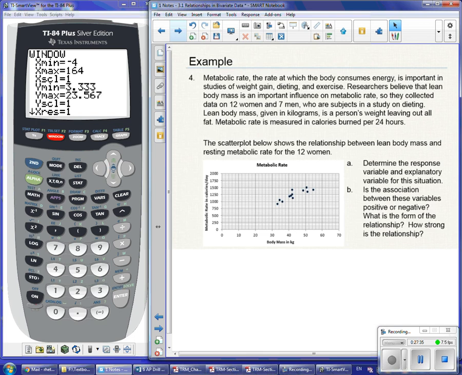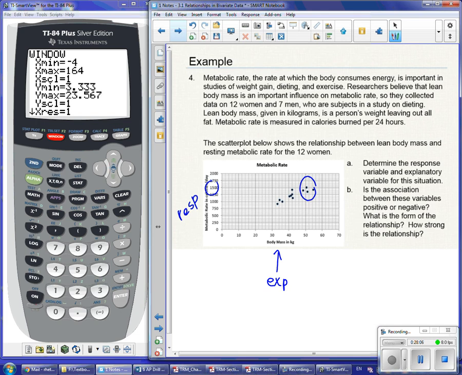So it says to determine the response variable and the explanatory variable. When you're given a scatter plot and it's already constructed for you, remember the explanatory variable is always going to be on the x-axis. The response variable will always be on the y-axis. And then it asks, is the association between these variables positive or negative? I think you can see that the high values of body mass are associated with the higher values of metabolic rate, and the lower values also are consistent with each other. So this would be a positive association.